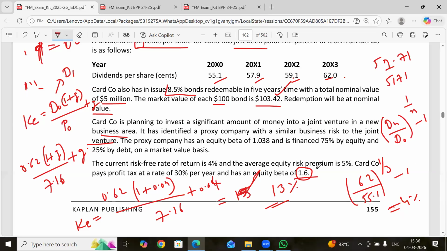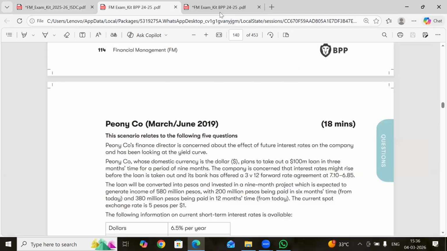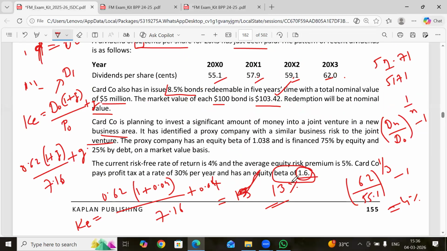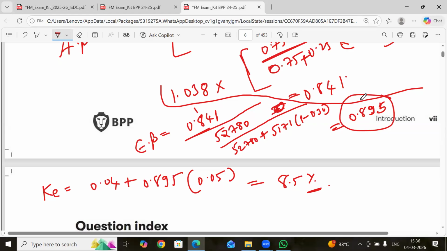This is card company's beta. Now we have calculated for the project in which card company wants to invest. That project specific beta we have calculated. So you should be knowing this fact. Don't get confused with card company's beta, which is already given. You are going to find out the project specific beta, only the joint venture related project's specific beta. Specifically for that project.